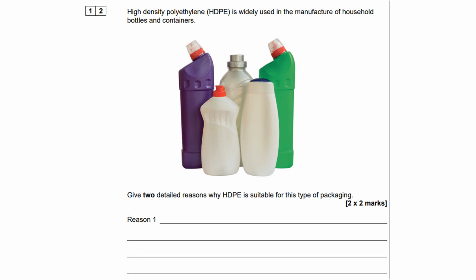So it's a case of looking at this question, not panicking that you don't know about the specific material, but just thinking, well, this is real life. What would I need this material to be like? And that usually is the style of question that heads up the end of section A.